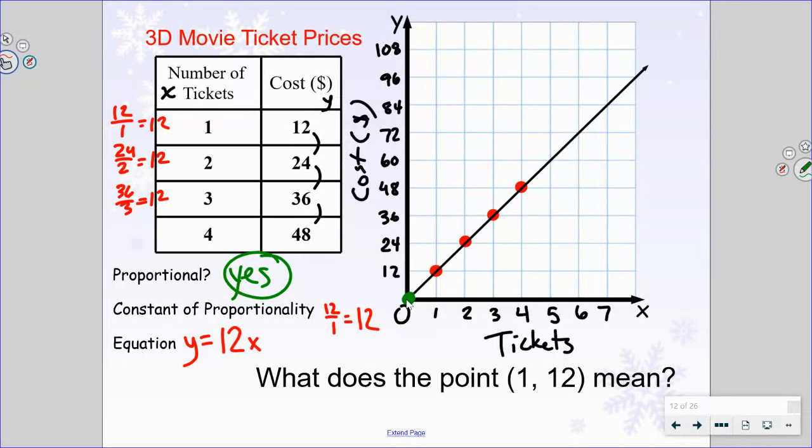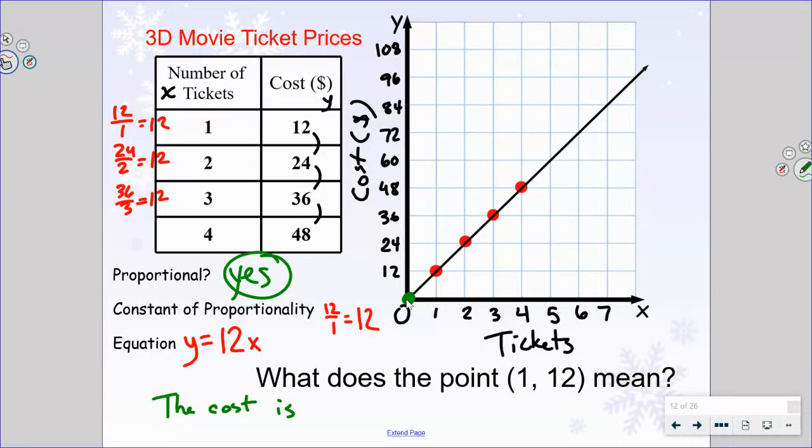Now, let's talk about interpreting graphs or tables and telling us what they mean. Now remember, what is the point (1, 12)? What does the ordered pair (1, 12) mean? So basically you want to say 1 blank is related to 12 blank. I'm going to go ahead and say what I'm measuring first. The cost is, now which is the cost?